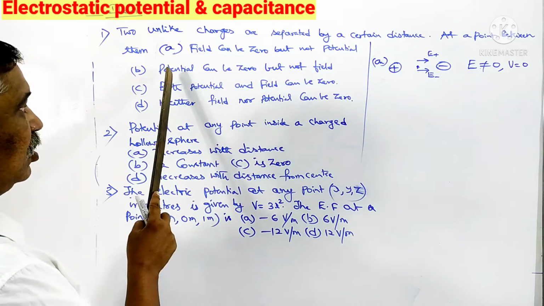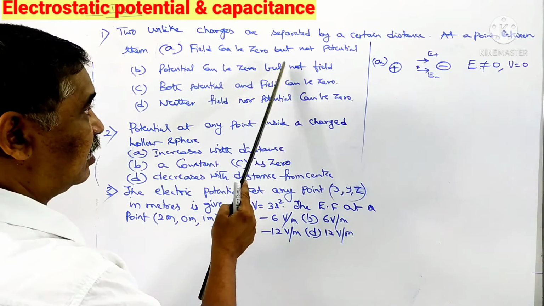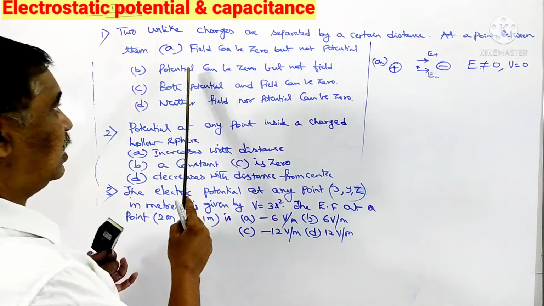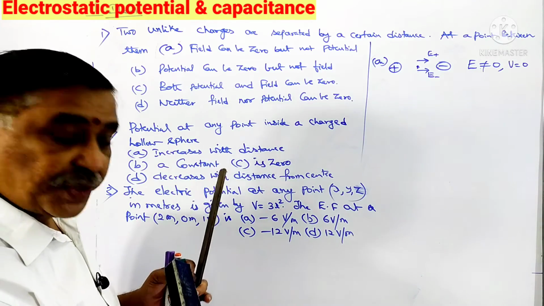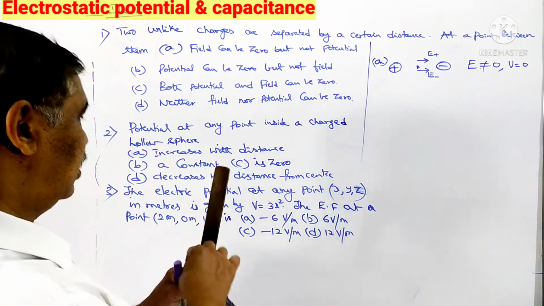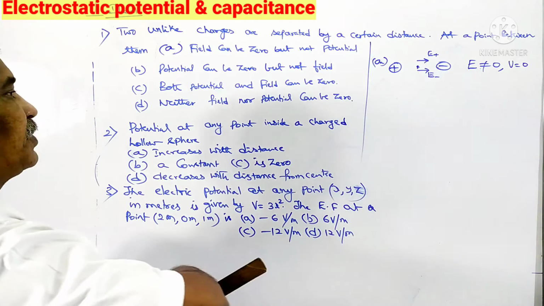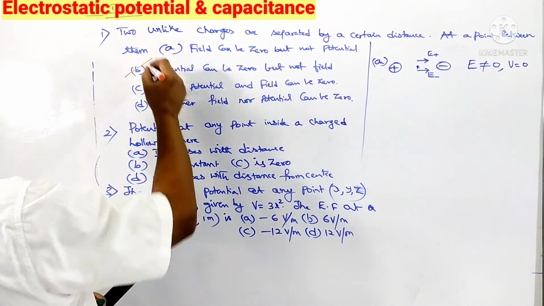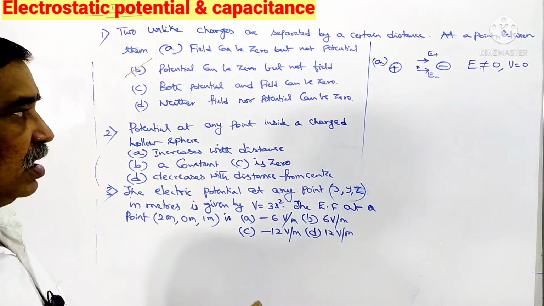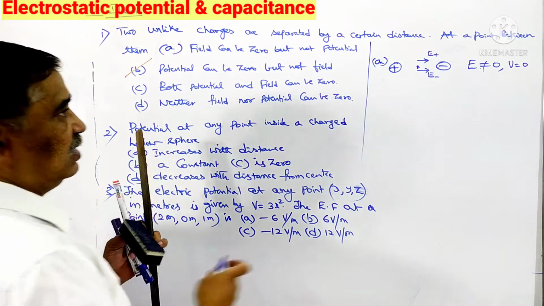Let us check here. Potential can be 0 but not field. So this one fits in option B. So therefore the answer for this question is option B. This is the answer. So the rest of the options are wrong. So this is our first question.